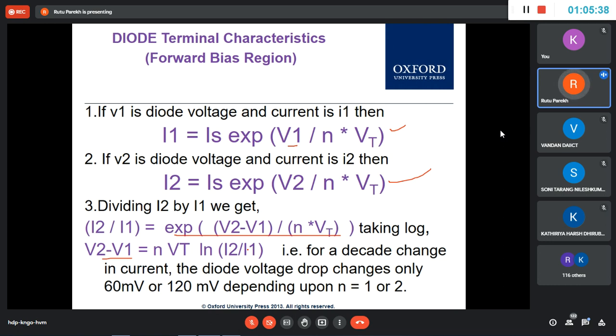See, here the goal is, as I said to you, that you vary voltage, you get current. Okay. And how much current now? Here is a measure that if you take some benchmark that my I2 is 10 times of I1.